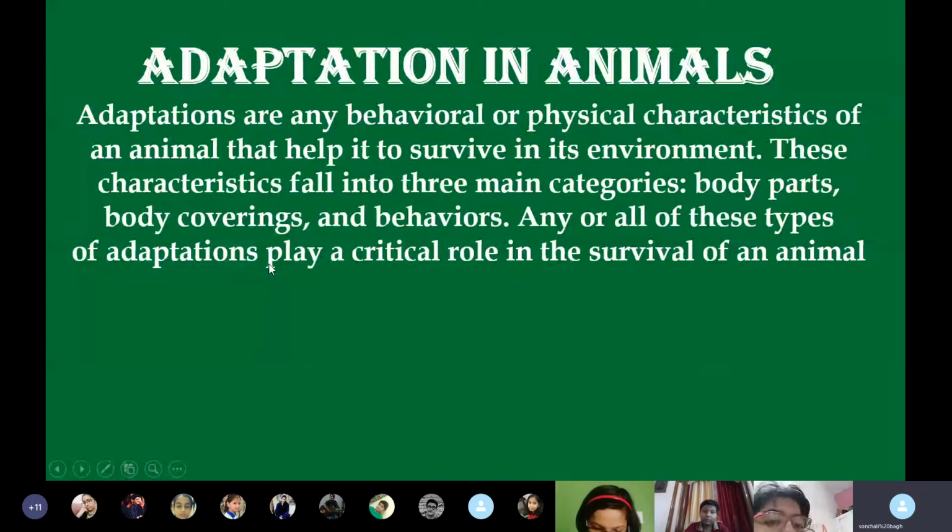Who can tell me what this means, survival of the fittest? No? Okay, let's take a present day situation. We are having COVID and dengue everywhere, right? What are the changes we have taken in our daily routine? Can anyone tell me?